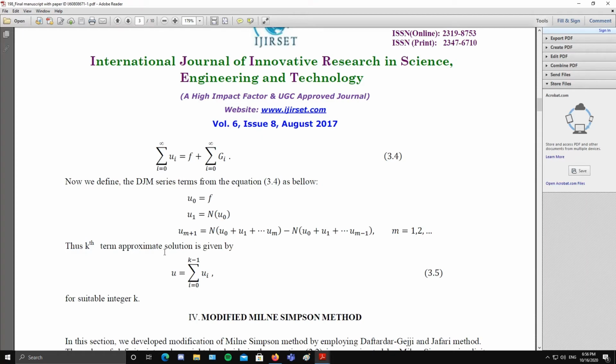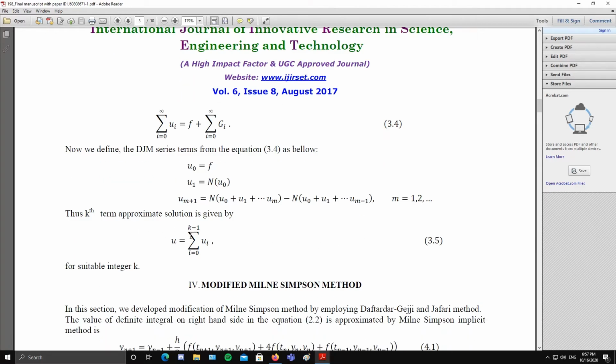So the kth approximate solution is given by u equals summation i equals 0 to k minus 1 of ui. The DJM series solution is expressed as follows: u naught equals f, u1 equals n of u naught, u(m+1) equals n of (u naught plus u1 plus etc. plus um) minus n of (u naught plus u1 plus etc. plus u(m-1)). The kth approximate solution is given by u equals summation i equals 0 to k minus 1 of ui for a suitable integer k.